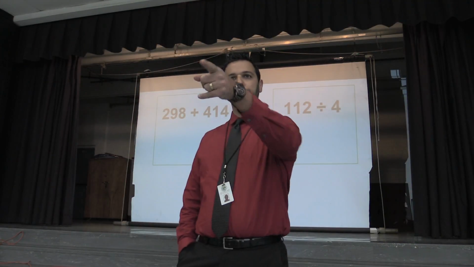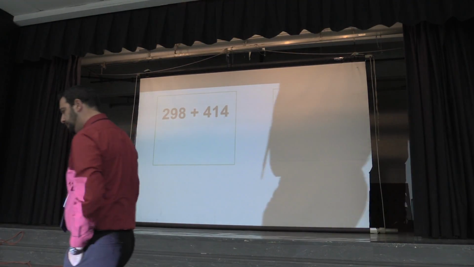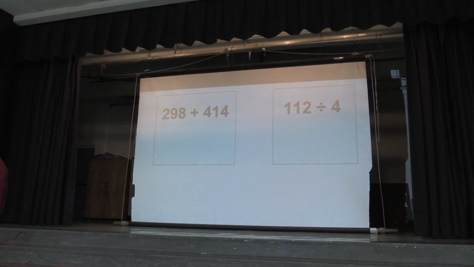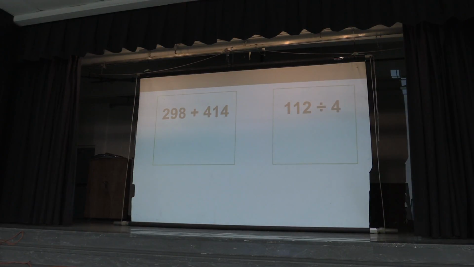Perfect. Can you explain how you did it? Yeah, the first number is 2 away from 300. So then I subtracted 2 from the other side and get 412. And then add them together. Okay, so he noticed 298 is 2 away from 300. Took 2, made 300, and added another 412.